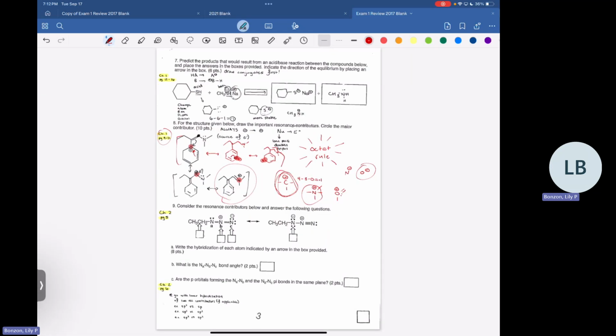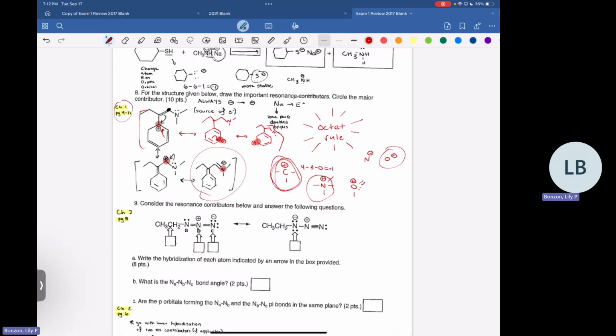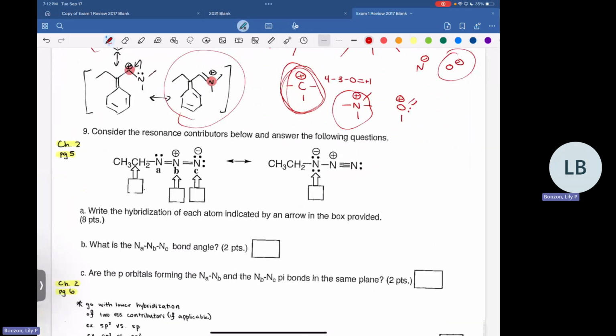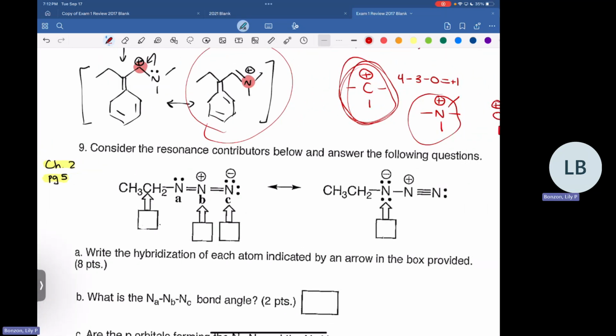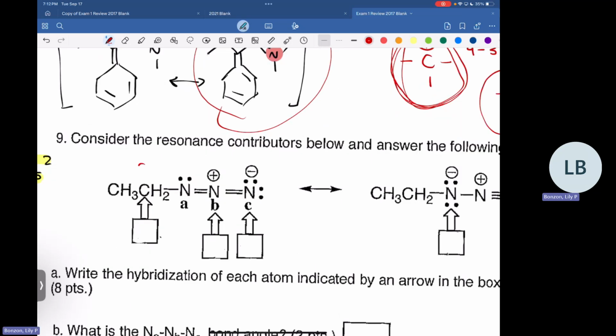Okay, I'm going to go ahead and move on. So considering the resonance contributors below, answer the following questions. Hybridization and angle and all of this fun stuff. Okay. So again, if it helps you to draw out these structures in the full expanded form, I highly suggest you do that. Make sure you take your time on the exam. Try not to rush. So here we have a carbon. It's got 2 hydrogens, and it's got a bond to the nitrogen and a bond to the CH3 group.